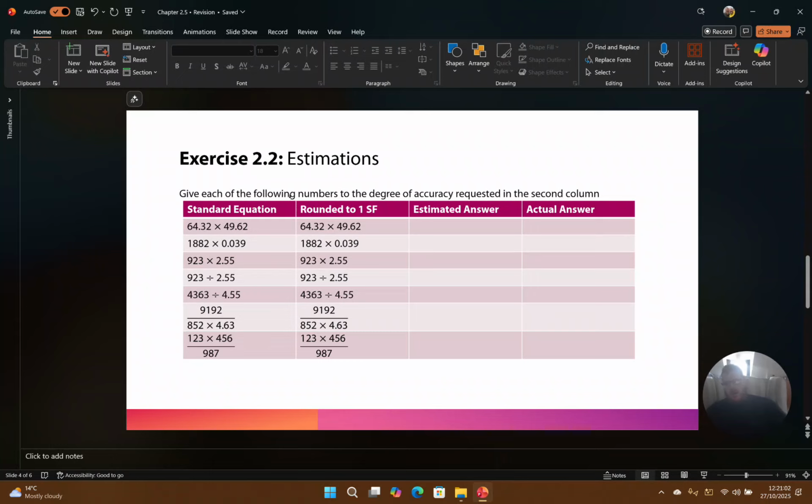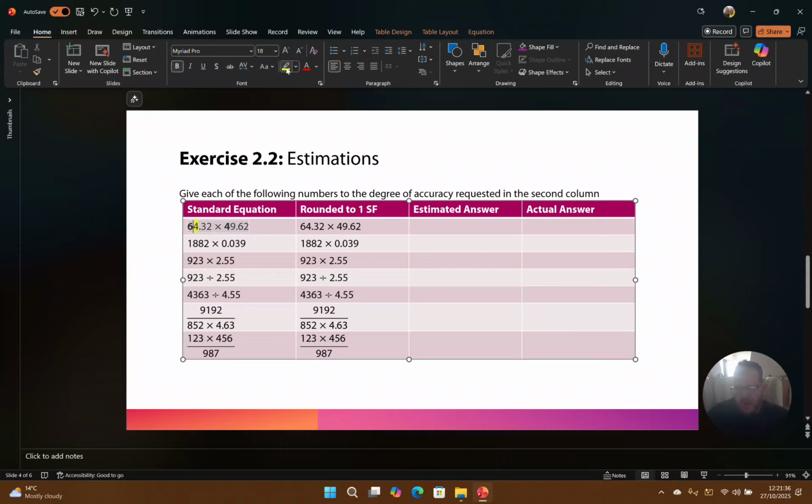Next, we're going to round these to 1 significant figure. Let me just round those down. So we want to focus on the 6 and the 4. Those would stay as they are. I think we're going to have to highlight the ones where we're focused.